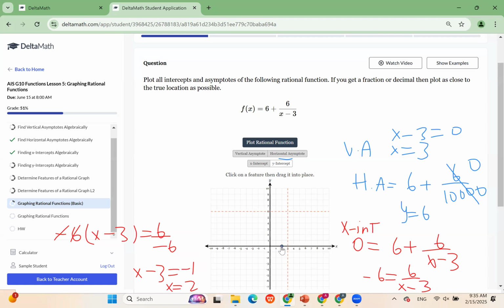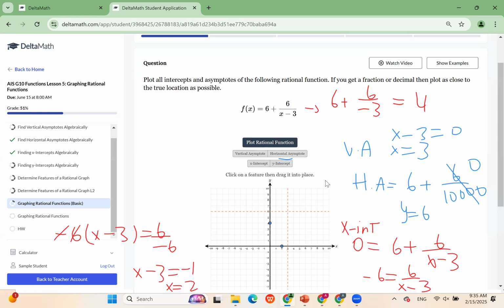For the y-intercept, I put x at 0. So 6 plus 6 over -3, which is -2. So the answer is 4. The y-intercept will be at 4. And I plot the rational function.